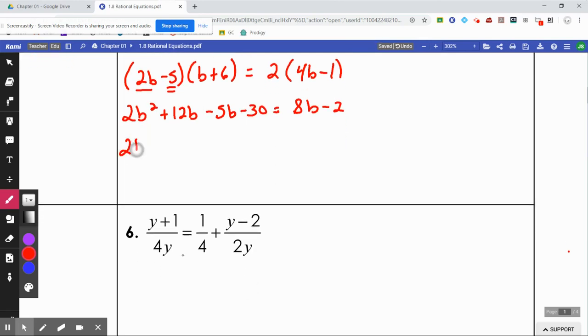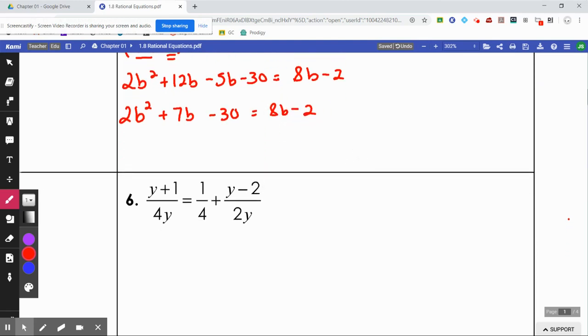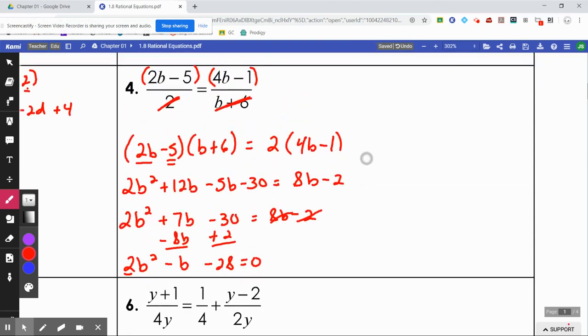Since it is quadratic, everything needs to be moved to the same side. So I'm going to have plus 7b when I combine my like terms there, equals 8b minus 2. Let's move that 8b and the minus 2 over, so let's do minus 8b and plus 2. Mark them out. This gives you 2b squared minus 1b minus 28 is equal to 0. Since there's a 2 out front that cannot be factored out, we're going to have to use our slip and slide method here. So let's come up top here and change to a different color.